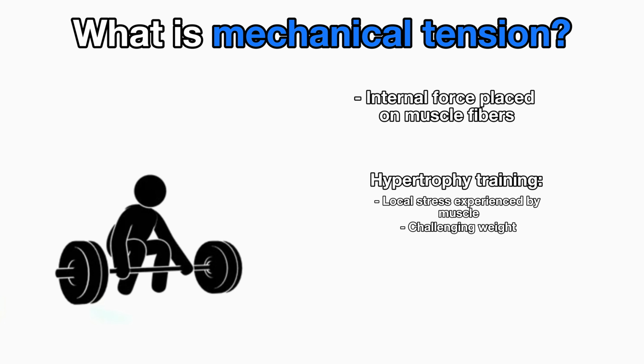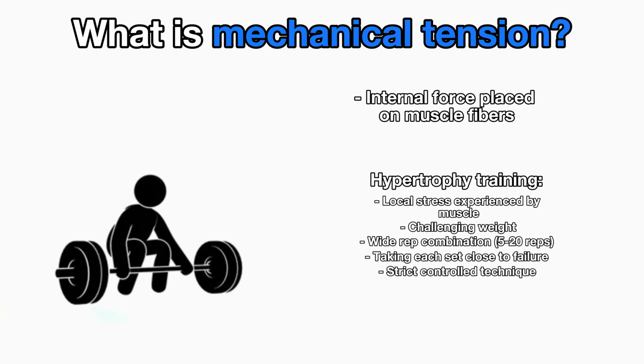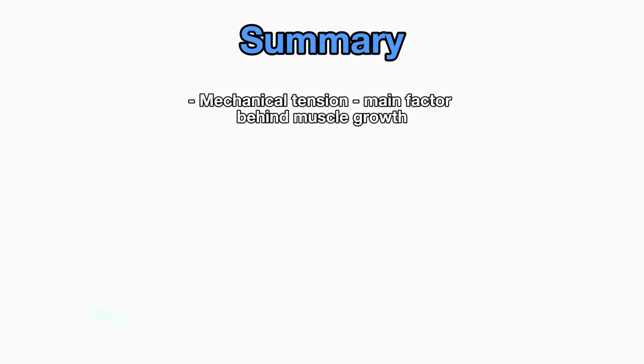Of course, lifting enough weight to challenge the muscles is important, but it's not the only factor. This likely explains why a wide range of rep and load combinations can lead to similar growth, as long as the set is taken close to failure. It's also why using strict, controlled technique tends to result in better muscle growth. Even though lighter weights are used, they put more stress on the targeted muscle. To summarize, mechanical tension seems to be the main factor behind muscle growth. While its exact meaning may be unclear, thinking of it as stress on the muscle itself is a helpful guide.